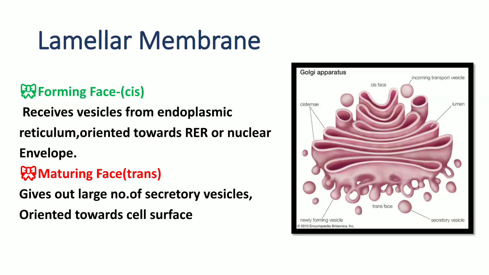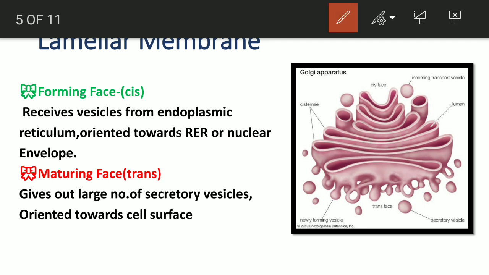Next is lamellar membrane. Lamellar membrane is oriented, it has a forming phase as well as a maturing phase. So consider this as a lamellar membrane. This side, the convex side, will be the forming phase, and this side, the concave side, will be the maturing phase.